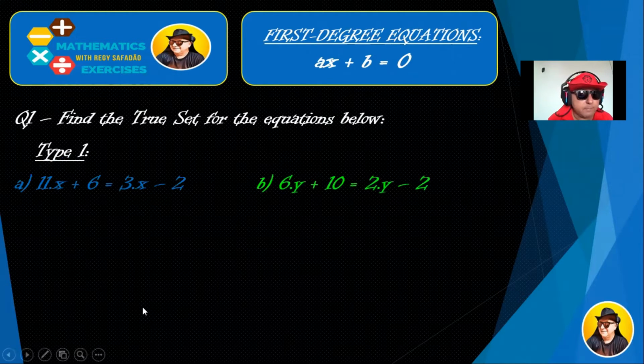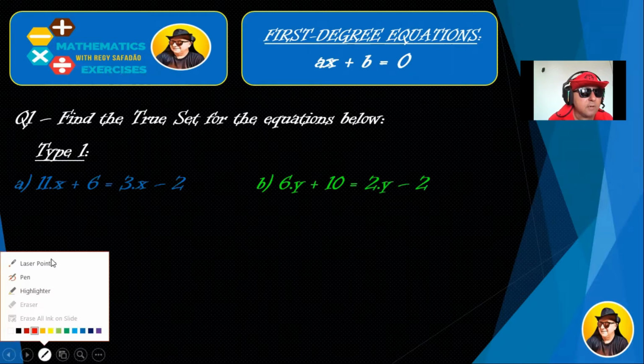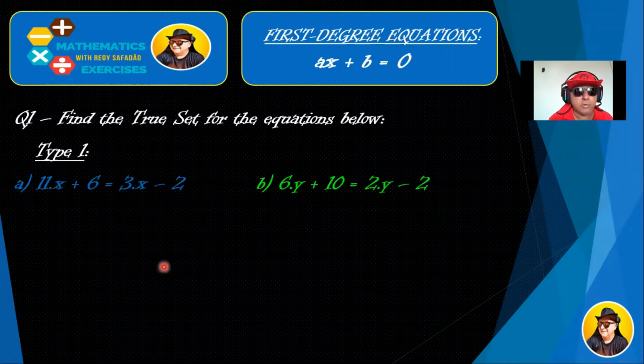Let me use the laser pointer in order to show you better. Let's start. I have here 11x plus 6 equals 3x minus 2. I have to organize the equation in families. On the left I will write the x family, and on the right I will write the numbers family. Let's organize it like this. See what I did.